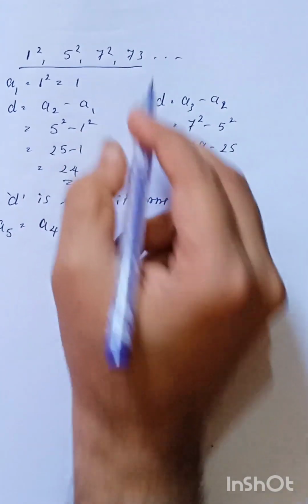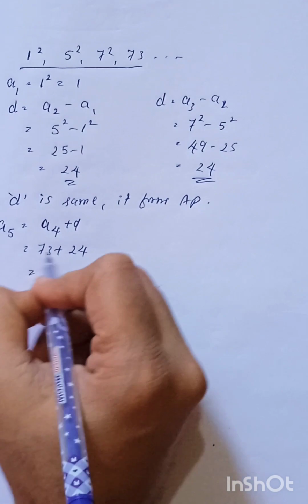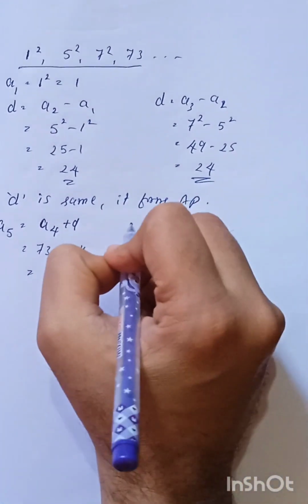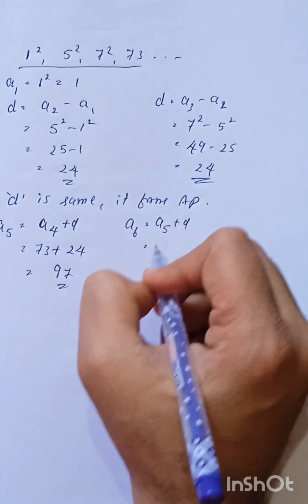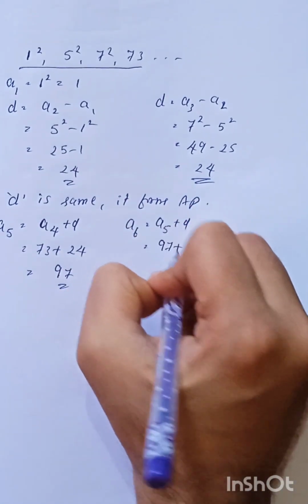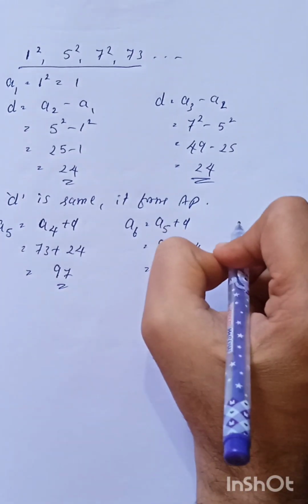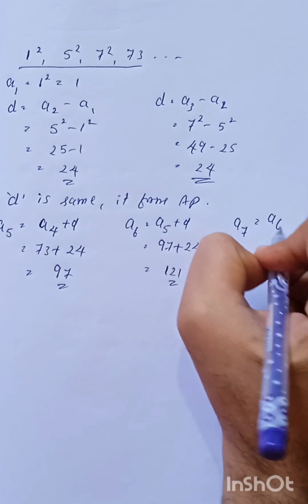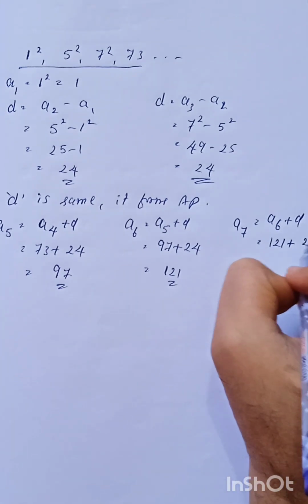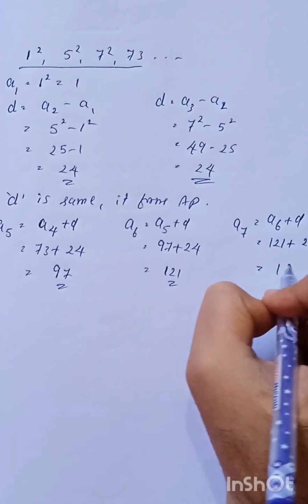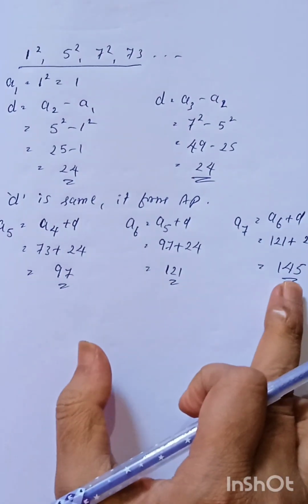So for the next three terms, A5 is A4 plus D. A4 is 73 plus 24, that is we got 97. A6 is A5 plus D. What is A5? 97 plus 24, if we add, 121. In the same way, A7 is A6 plus D. What is A6? 121, and the common difference is 24. If we add, we will get 145. So the next three terms are 97, 121 and 145.